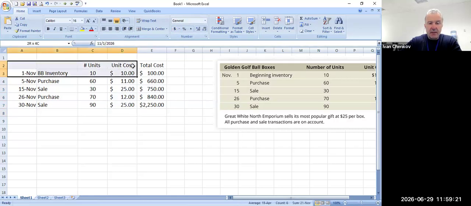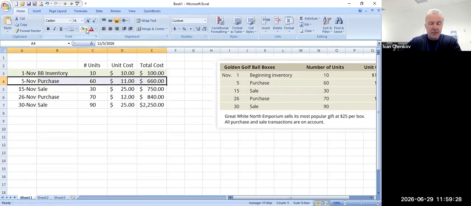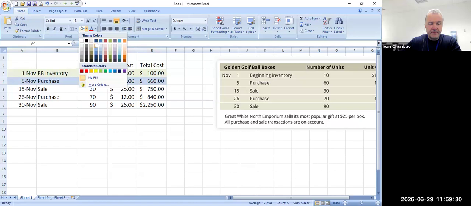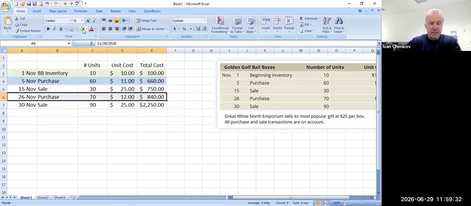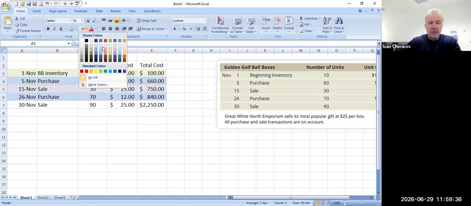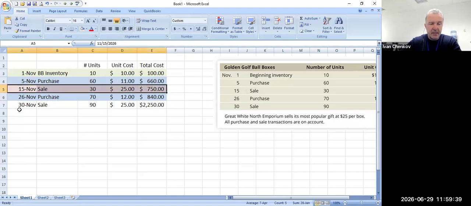Now, what I can do, my beginning balance is the beginning balance. I can highlight it in green. Then purchases is the one that's coming in. I'm going to highlight it in purple. And the sales that are going out, that's receiving my sales, I'm going to highlight it with that kind of pinkish color.